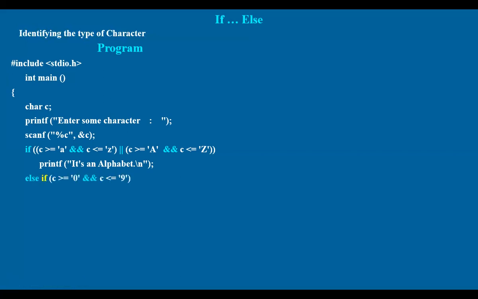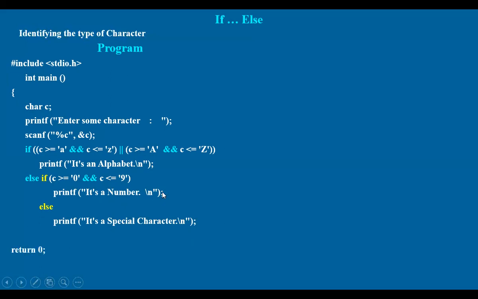Else, we are going to test whether it is a number or not. That is, the character is either equal to 0 or greater than this, or equal to 9 or less than this. It must be between 0 and 9. In this case, it is going to say that it is a number. Else, if it is not an alphabet or even a number, then it must be something else. We are going to say that it is a special character, whatever it may be.